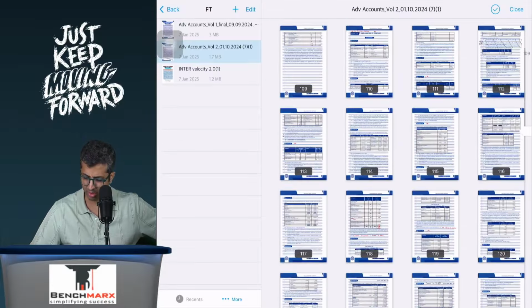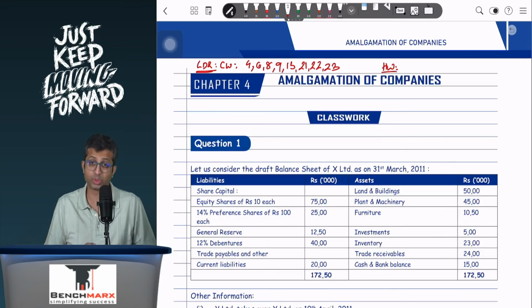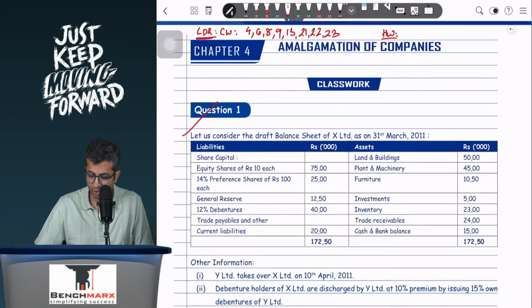Go to question number 1. Most of these questions are PC questions, so we have mentioned the last day revision questions over here. Let us review question number 1.